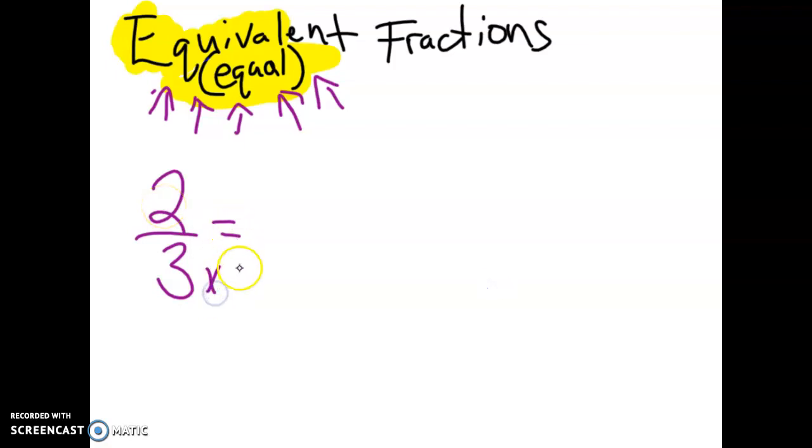What did we do to that square once we had thirds? Well, we cut it in half. We multiplied the 3, and we now made 2 more pieces. So what we really did is we multiplied by 2, on the top and the bottom. 2 times 2 is 4. 3 times 2 is 6. So we went from 3 pieces total to 6 pieces total, and we went from 2 pieces shaded in to 4 pieces shaded in.